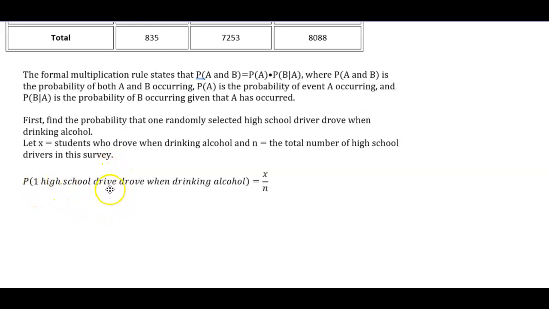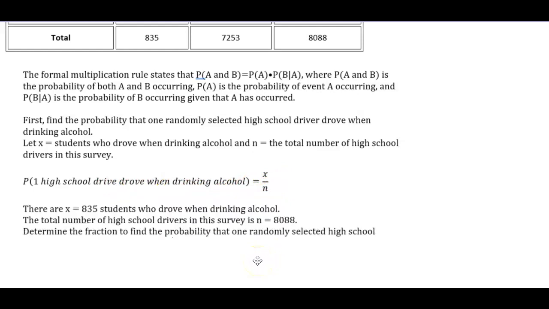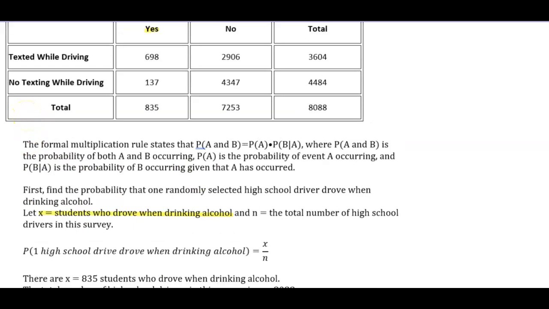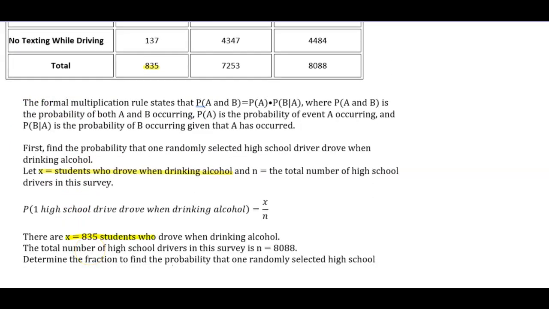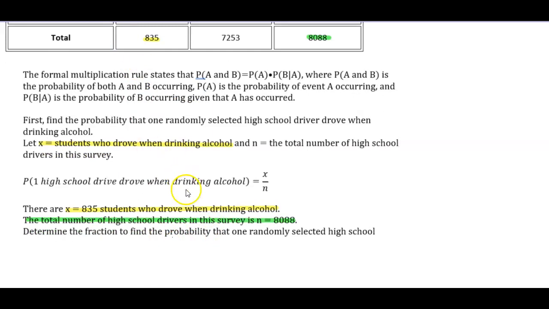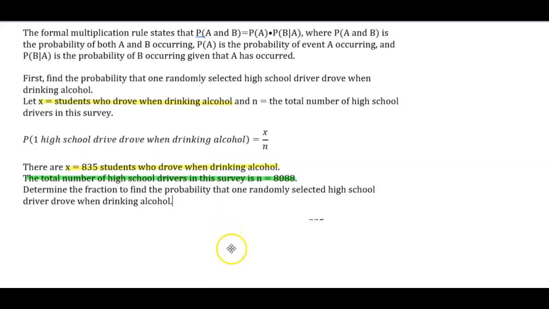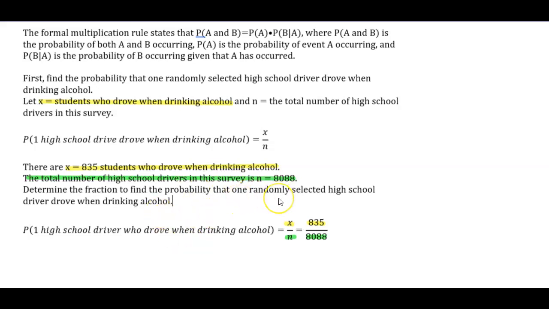So the probability of one high school driver who drove when drinking alcohol is X over N. Okay, so going back to our problem up here, we know that the X students who drove when drinking alcohol had stated yes in this column, and that total was 835. So we can see that X equals 835. Then the total number of high school drivers in this survey, N, is equal to 8,088. So we want to determine the fraction to find the probability that one randomly selected high school driver drove when drinking alcohol. We know that X, which is 835, we would divide that by the total, which is 8,088. Now this is the fraction for one randomly selected high school driver.